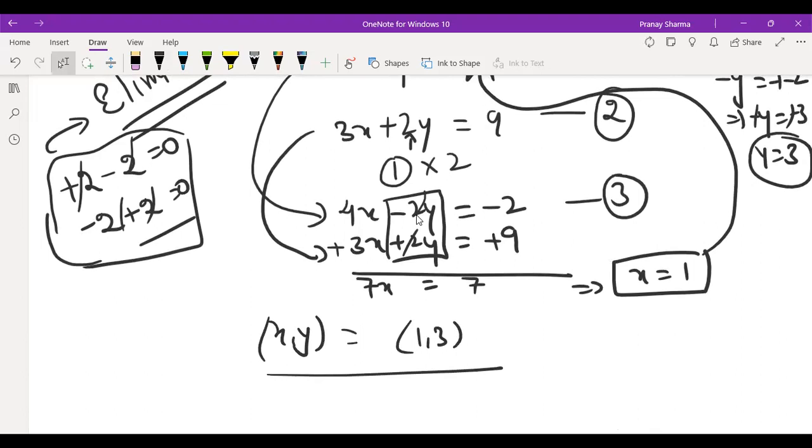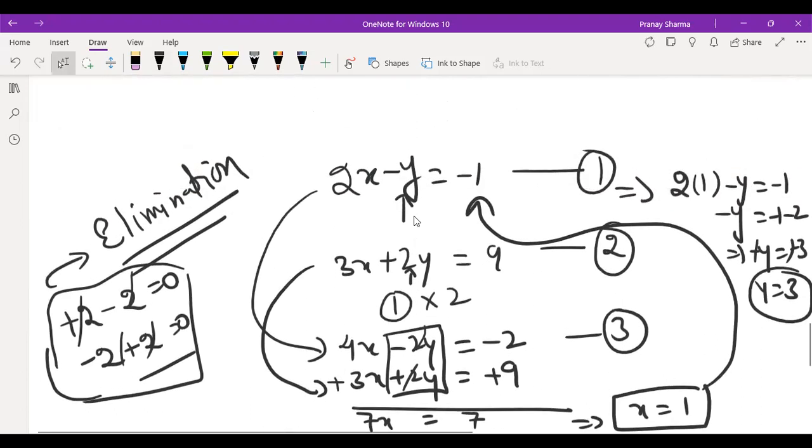Fine. Now if we want to check whether this is the correct solution or not, just put these points on this line. So it will be 2 into 1 minus 3 equals minus 1. 2 minus 3 is minus 1. Yes, correct. It is getting satisfied.